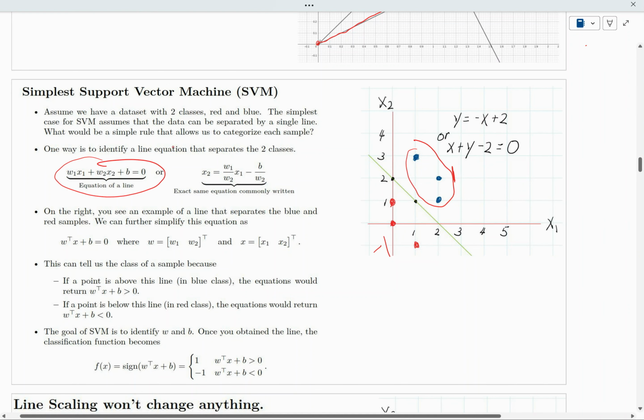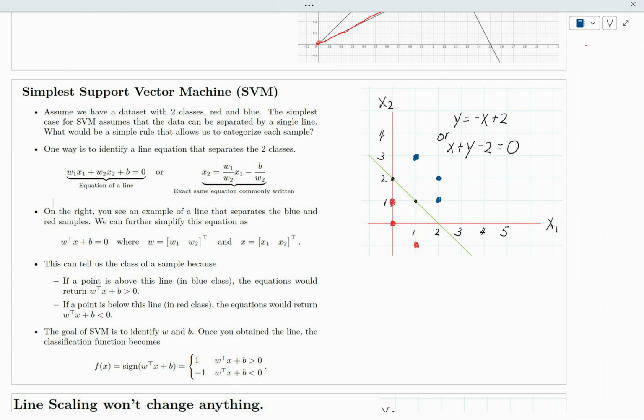Therefore, this value will be greater than 0, so positive. In contrast, if we plug in any points like red that's below the line, then this is going to be below 0. So by having a line, looking at if the point is above the line or below the line, we can essentially identify whether that point belongs to 1 or -1.